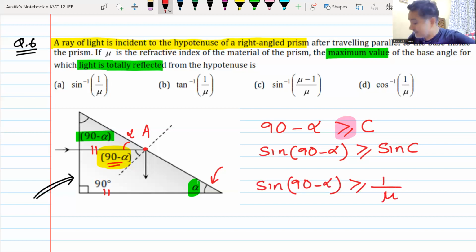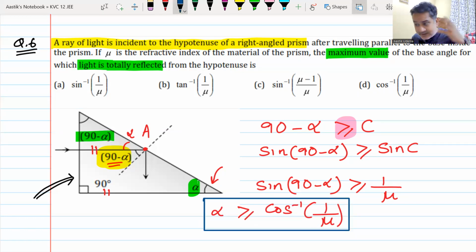Sine of 90 minus alpha is cos alpha. Cos alpha should be greater than or equal to 1 by mu. So alpha should be greater than or equal to cos inverse 1 by mu. Do we understand this? This is the actual answer that you should get.